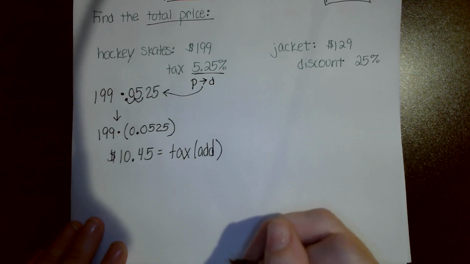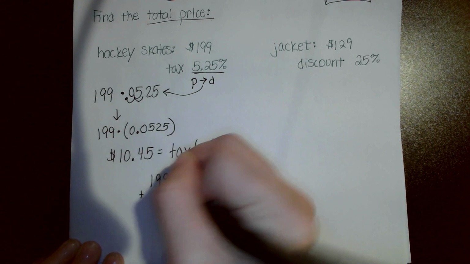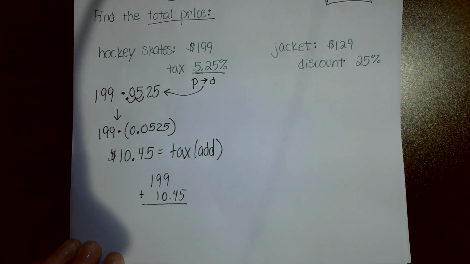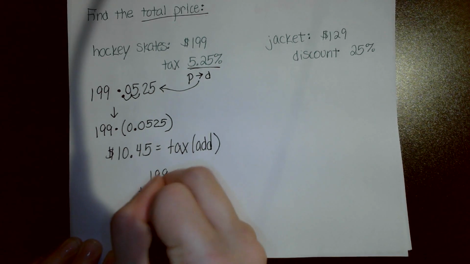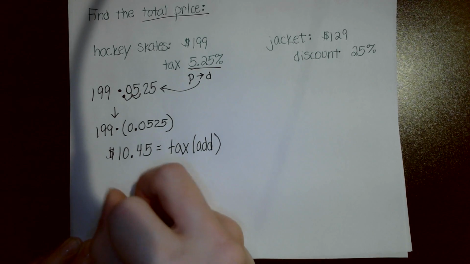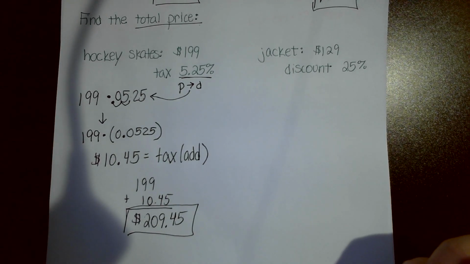Unfortunately, you're always adding to your final price. So it would be $199 plus $10.45, and we get $209.45. So that's how much our hockey skates would be with tax.